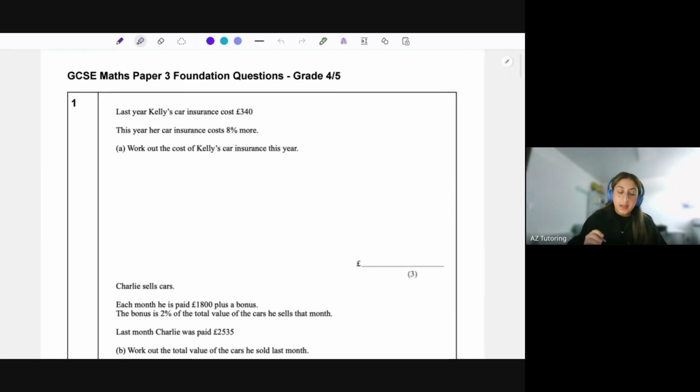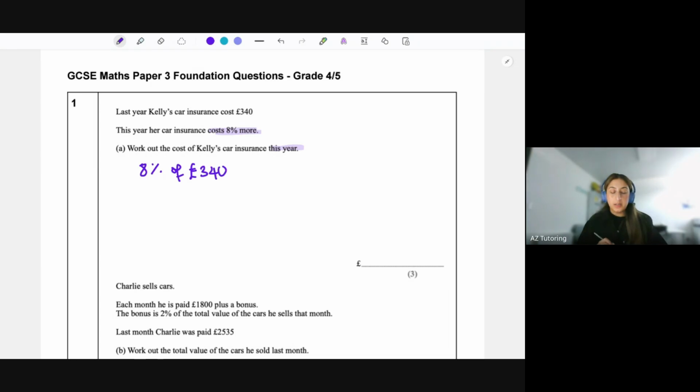Question 1 says, last year Kelly's car insurance cost £340. This year her car insurance costs 8% more. Work out the cost of Kelly's car insurance this year. So what you're essentially doing is working out how much more it's going to cost this year. So it's 8% more. So you're working out 8% of £340 and then adding it on top because it's costing that much amount more.